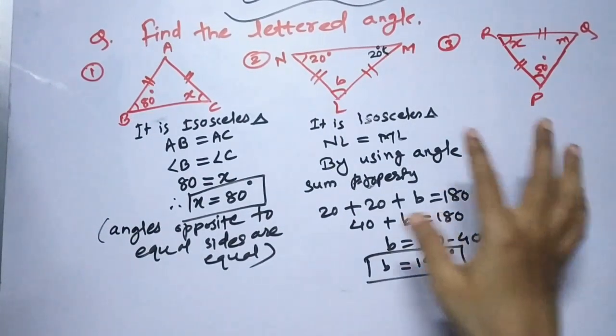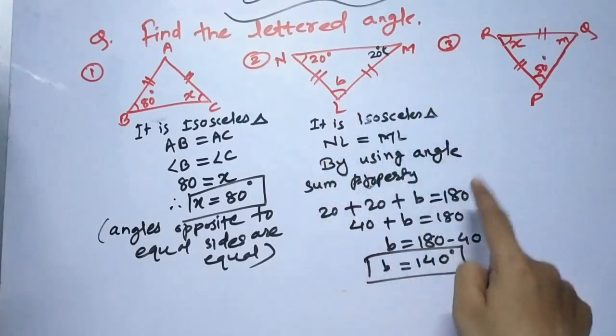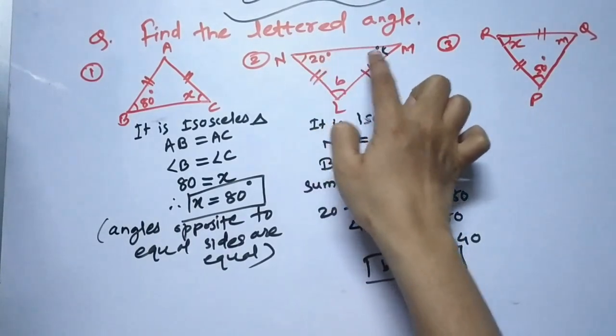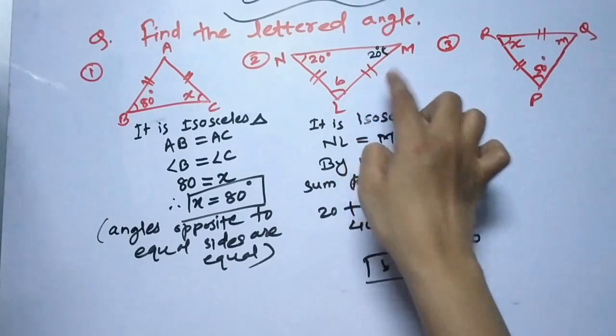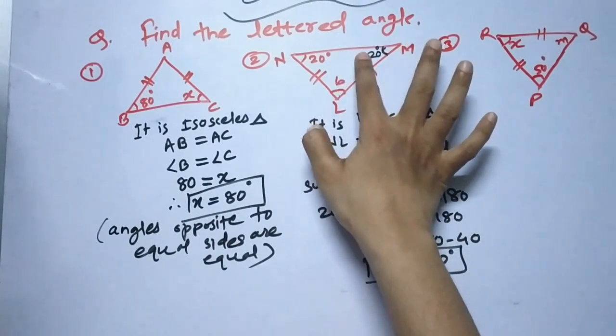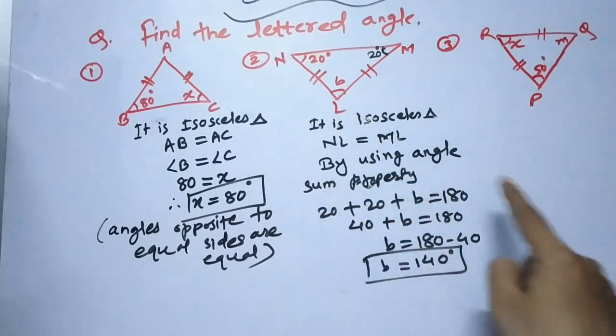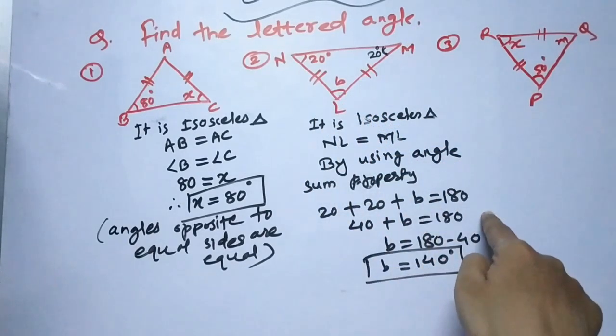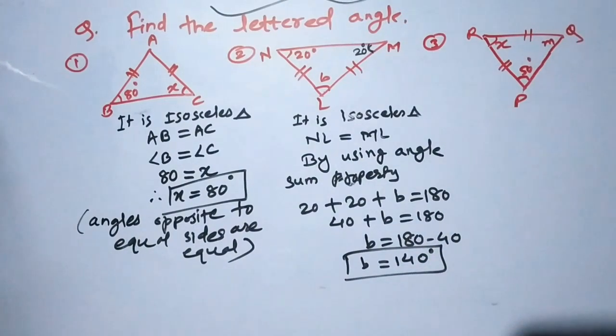So friends, in this question we have used first of all the isosceles triangle concept, and we got this angle because angles opposite to the equal sides are equal, okay. And afterwards we got these two angles, and then the remaining angle we found by using the angle sum property, that is, the sum of the interior angles is equal to 180, and we have solved this up to here.